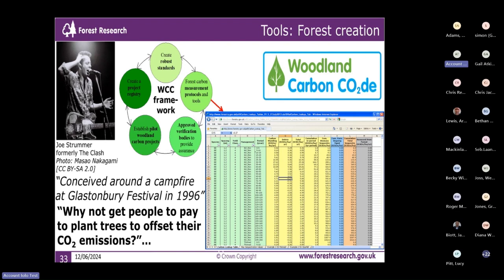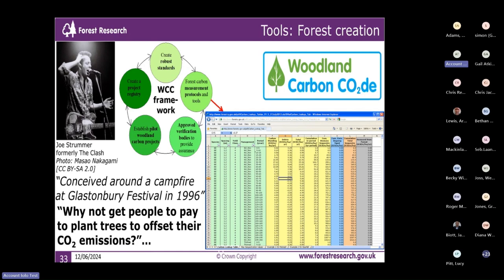Joe Strummer was sitting around a campfire with his mates, probably smoking something at Glastonbury Festival in 1996. He came up with a great idea, man. He was a punk, but for some reason I'm imagining him as a hippie. Maybe he was a hippie in a raincoat. Why don't you get people to pay to plant trees to offset their carbon dioxide emissions? So for those people who hate carbon offsetting schemes, you can blame Joe Strummer, because that led to one of the first examples of a commercial carbon offsetting scheme.